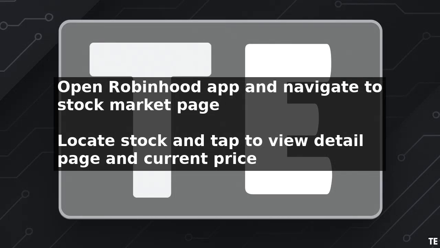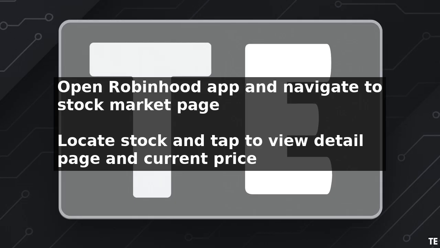To buy a limit order on Robinhood, start by opening the Robinhood app and navigating to the market page of the stock you want to purchase. A limit order allows you to specify the price you are willing to pay for a stock, giving you more control over your investment.